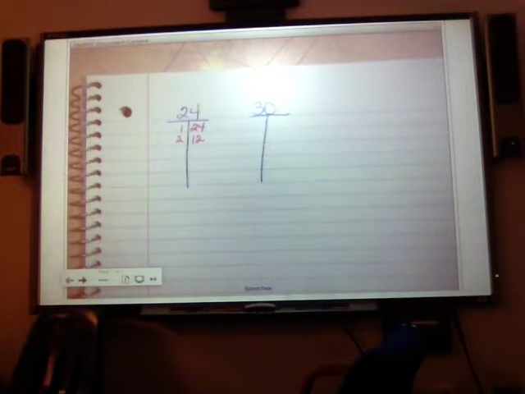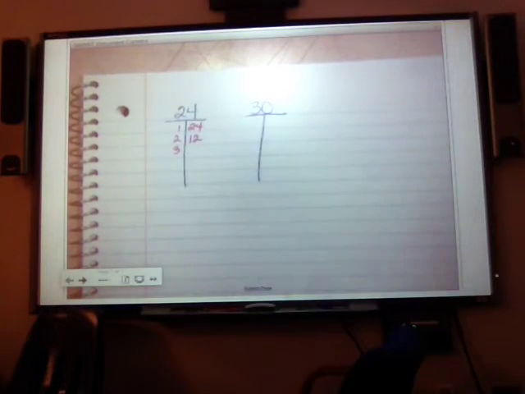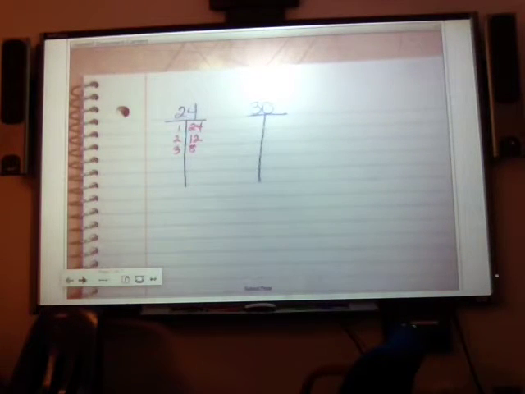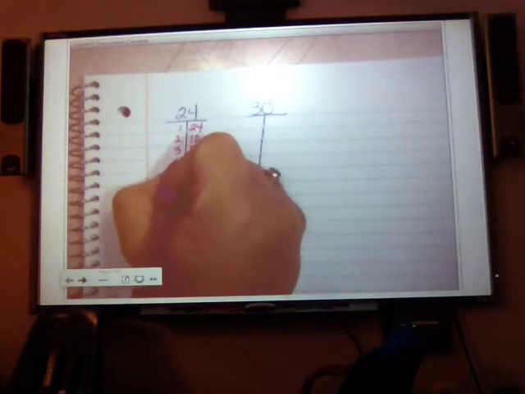Is 24 divisible by 3? Yes. What's my 3 rule? Add my digits. Excellent. The sum of my digits is divisible by 3. So 4 plus 2 is 6. Is 6 divisible by 3? Yes, it is. 3 times what, Delaney, is 24? 3 times 8 is 24. Okay? Is 24 divisible by 4? Yes. Okay, 4 times 5 is 20. 4 times 6 is 24.